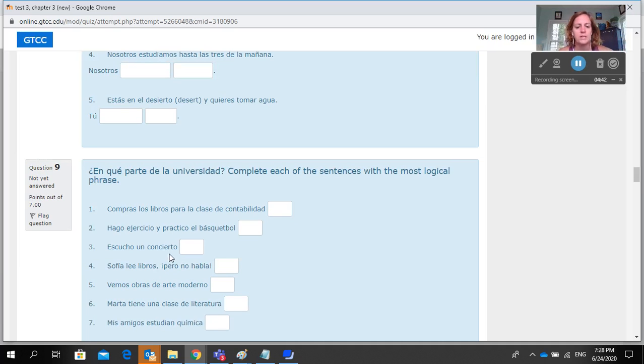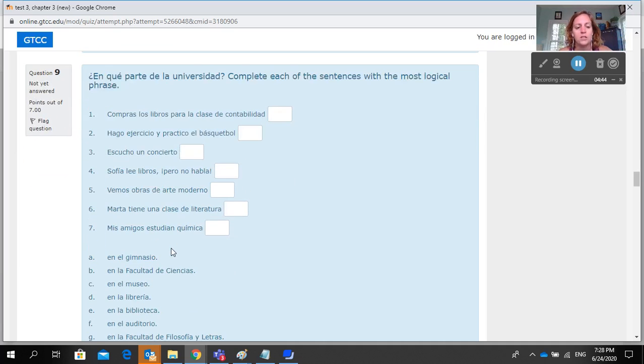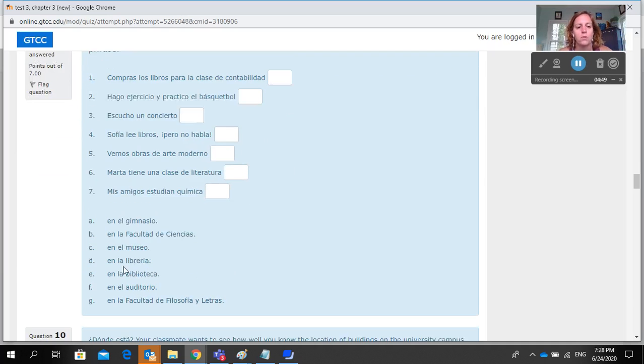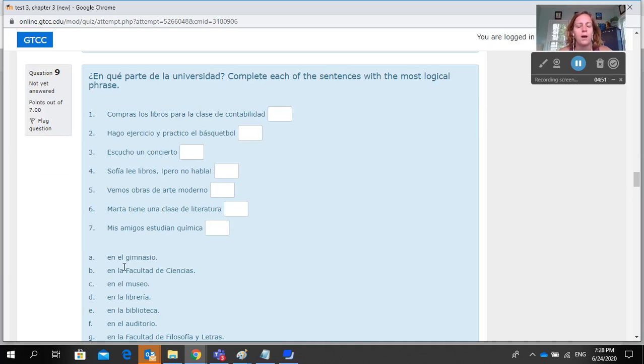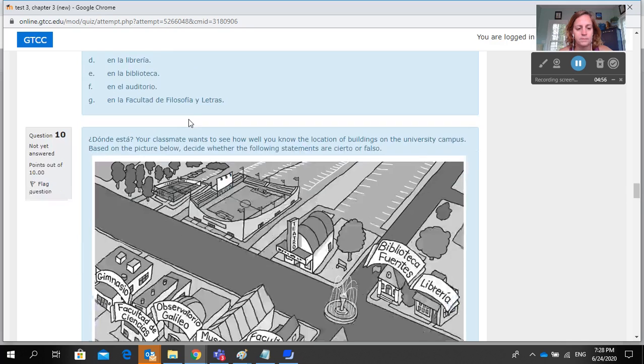Okay, ¿en qué parte de la universidad? Complete each of the sentences with the most logical phrase. So this describes what you're doing, and this is the place where it would be happening. So match the place with what the person is doing.